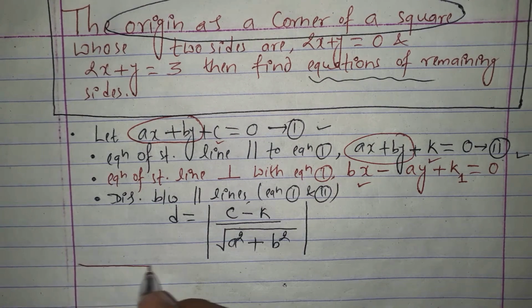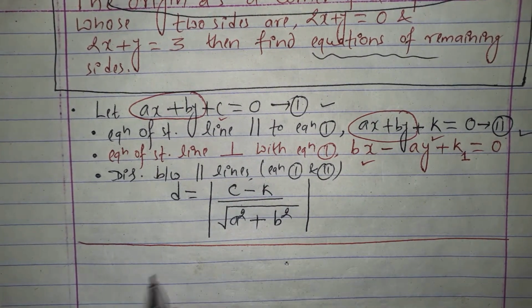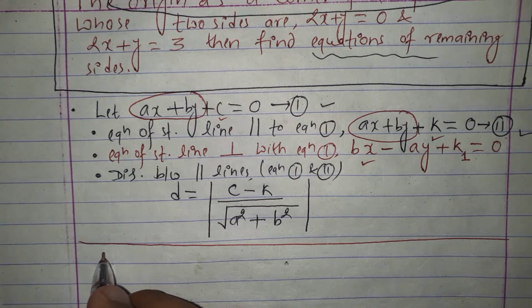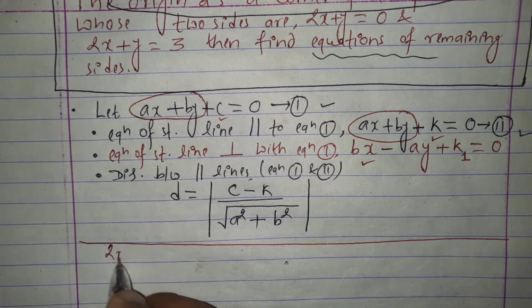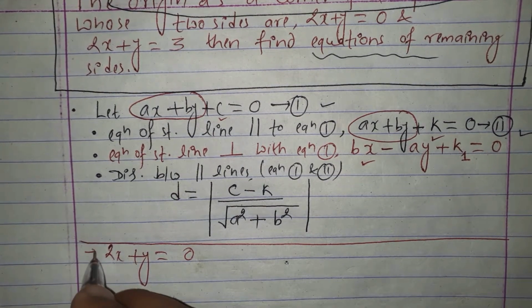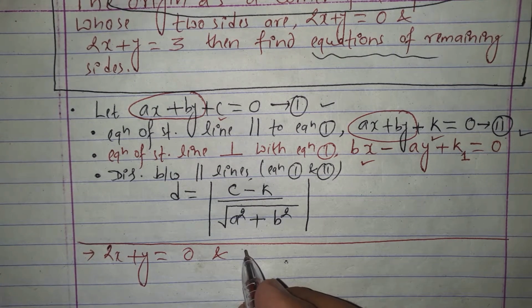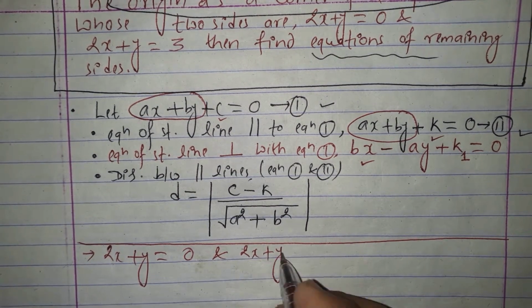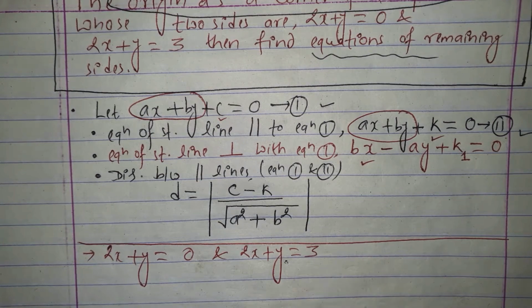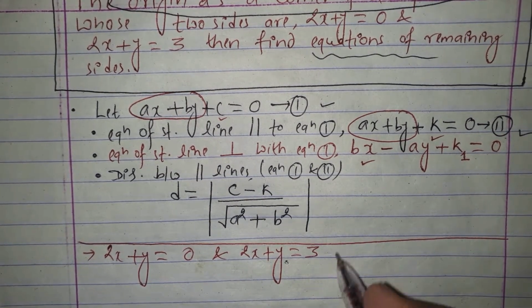Let's move to our question. Here in our question, the given equations of the two sides are 2x + y = 0 and the next equation of the sides of the square is 2x + y = 3. These two equations represent the sides of the square.